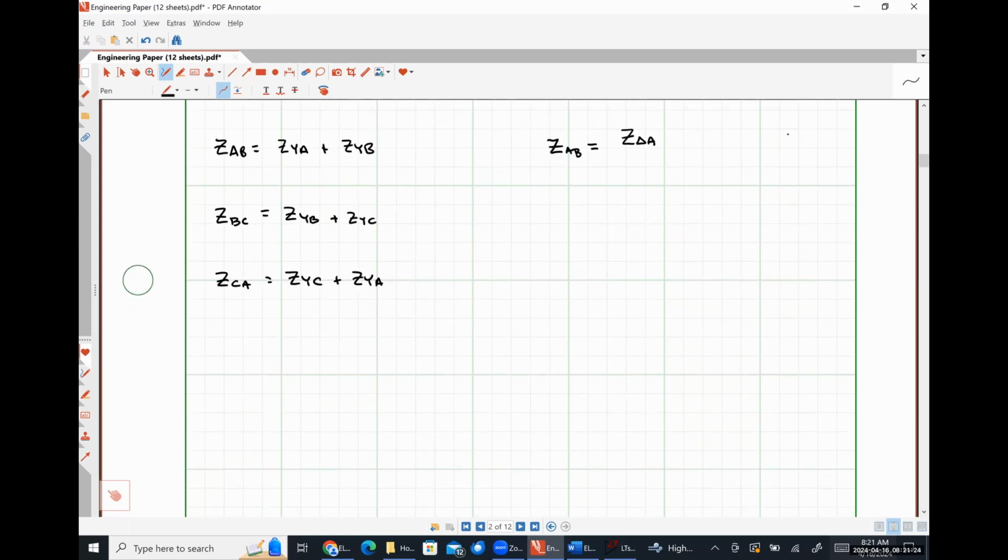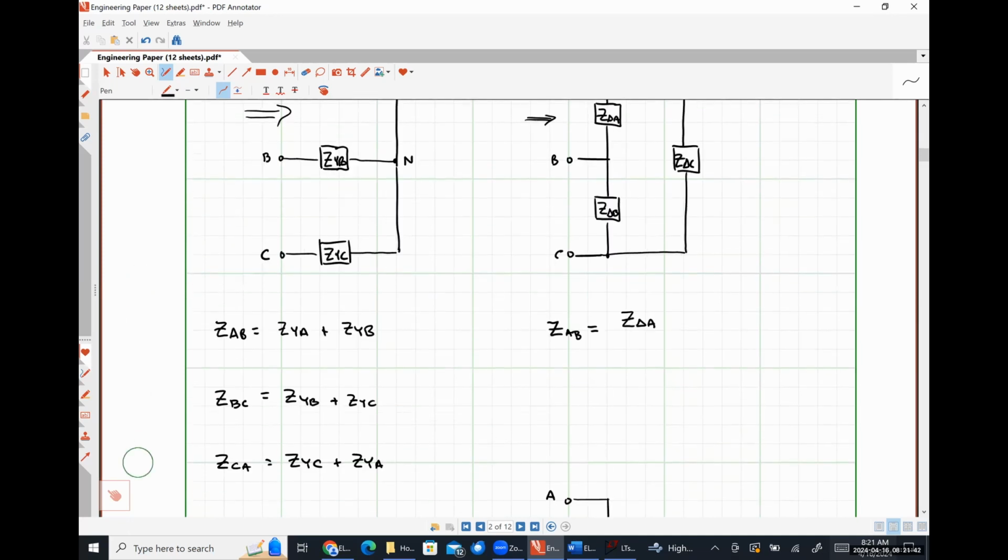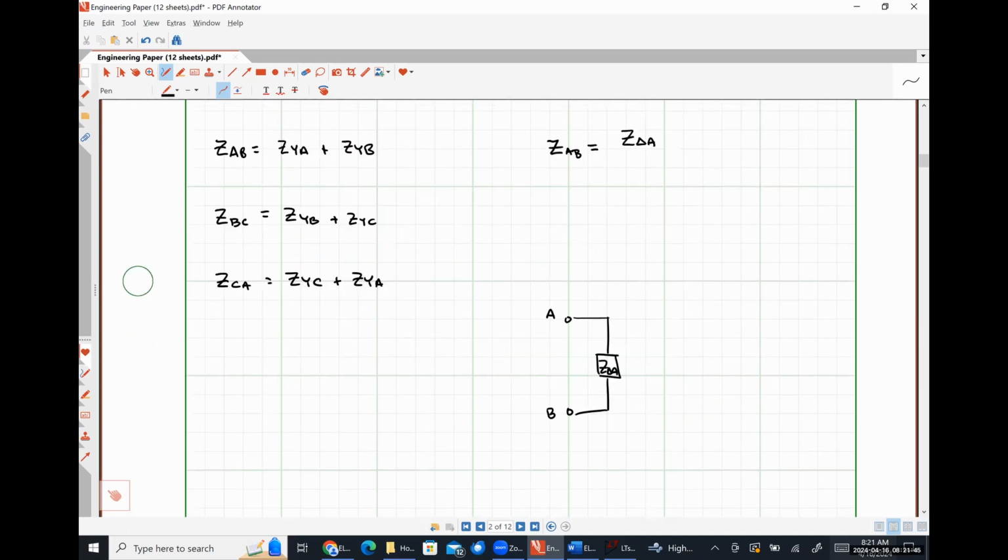So let me draw this in a slightly different way, okay? Using resistors, I'm going to erase it in a moment here. So here I have Z delta A. It is directly between A and B. Now, between A and C, so let's put C right here, I have Z delta C. And between B and C, I have Z delta B. So to me, this looks like Z delta A in parallel with the series combination of Z delta B and Z delta C.